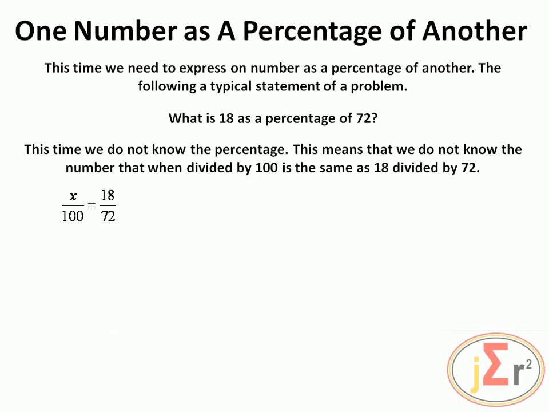So the percentage is always the fraction whose denominator is 100. So we do not know the percentage, so we do not know the numerator of a fraction whose denominator is 100. And of course, that is equal to 18 over 72. Of course, we may transpose as usual x over 100. So we multiply by 100 on the other side. So we have x is equal to 18 over 72 multiplied by 100.